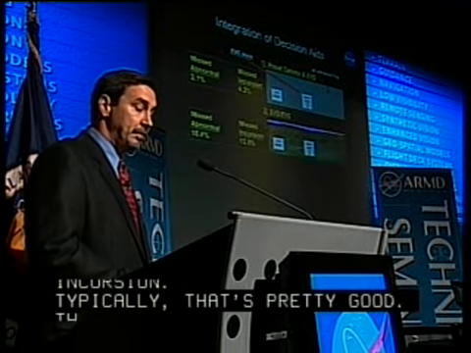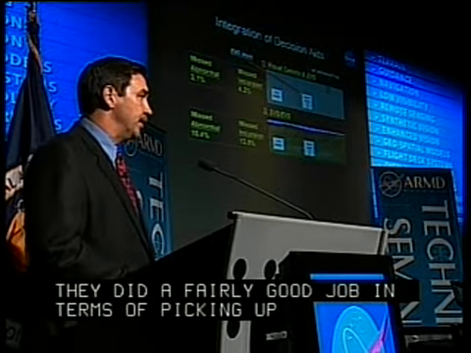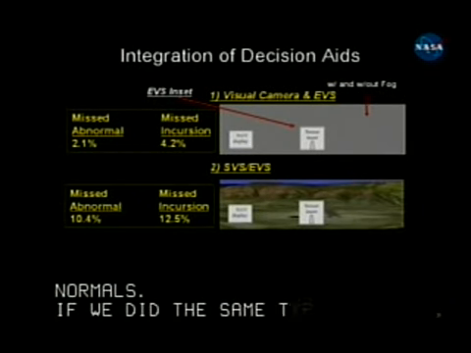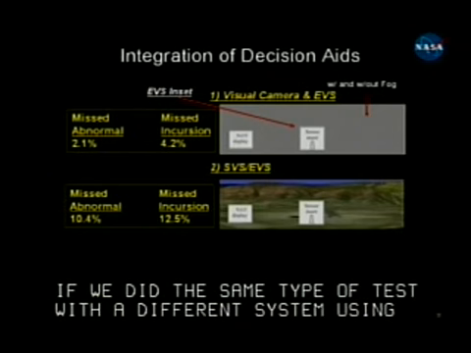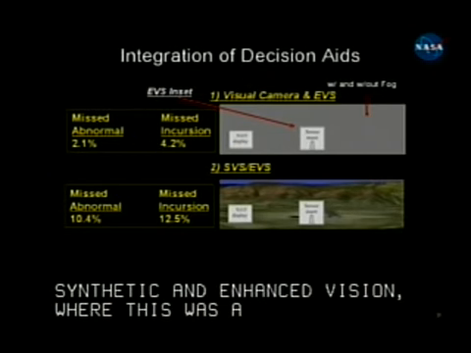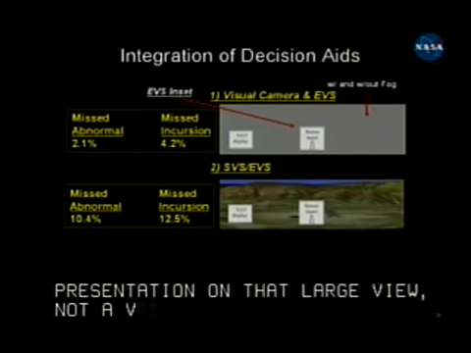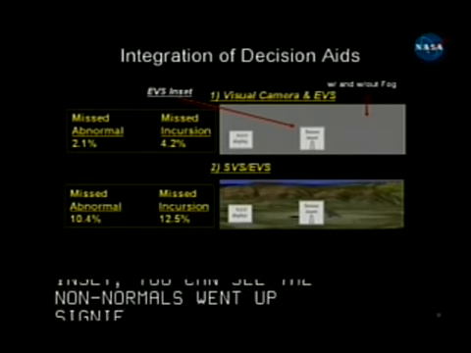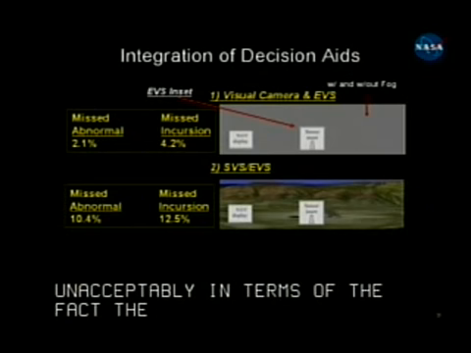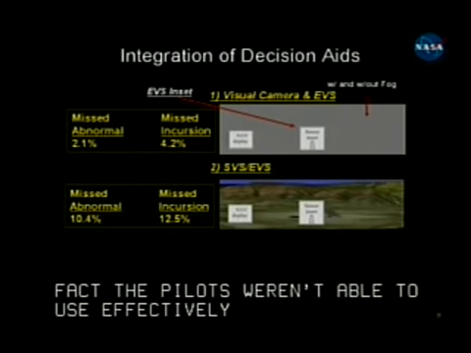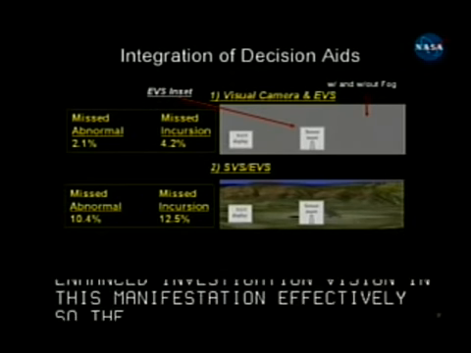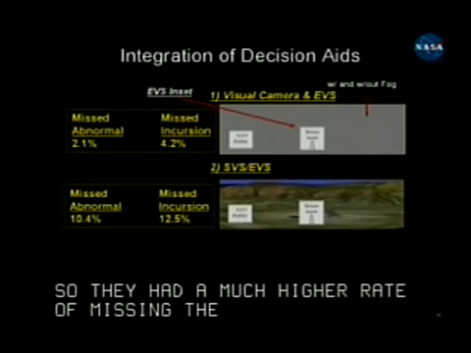Next transition, please. If we did the same type of test with a different system, this time using synthetic and enhanced vision, where this is a database presentation on that large view, not a visual camera, and EVS insets, you can see the missed non-normals went up significantly, and almost to the fact of unacceptably, in terms of the fact that the pilots weren't able to use effectively synthetic and enhanced vision in this manifestation, so that they had a much higher rate of missing the navigation errors or missing the runway incursions. Not something that we wanted to see with this technology.